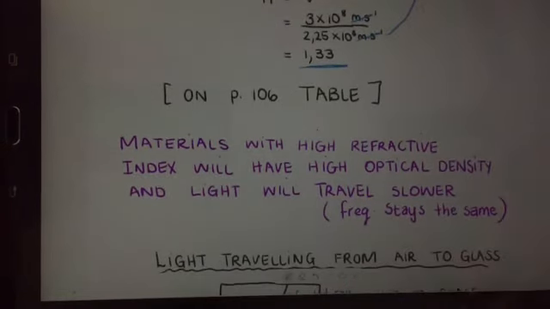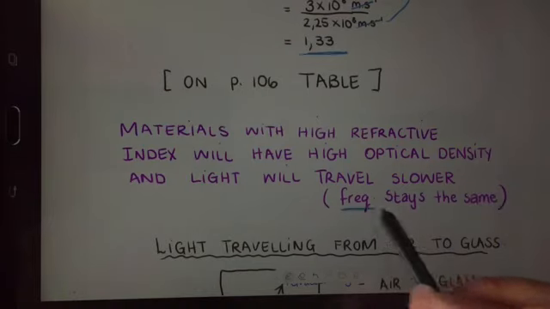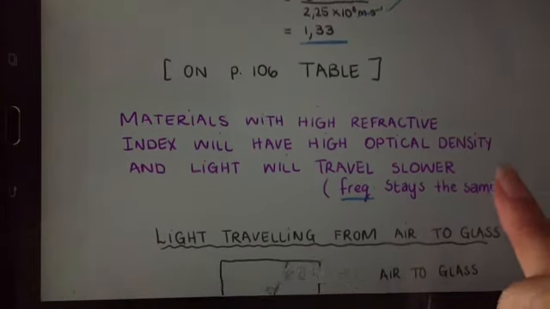And then just over here, materials with a high refractive index will also have a high optical density, and light will travel slower through them, because the higher the optical density, the slower the speed of light. And although the speed might change, just remember the frequency actually stays the same. But we'll talk a little bit more about that later.